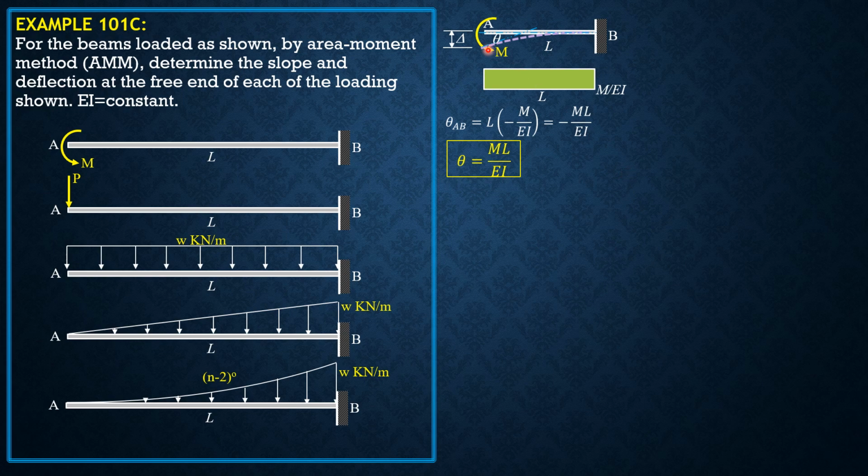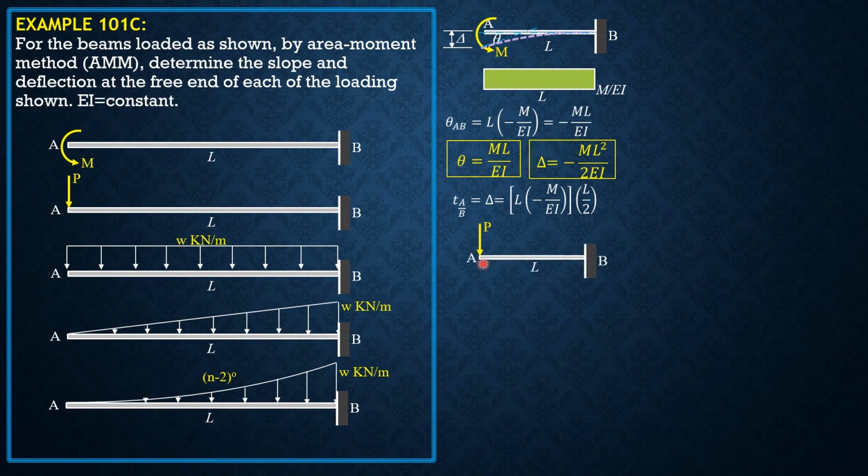Then for the deviation of A relative to the tangent at B, which is automatically delta, it is equal to the area L times negative M over EI times the moment arm with respect to A, L over 2. So therefore, delta is negative ML square over 2EI.